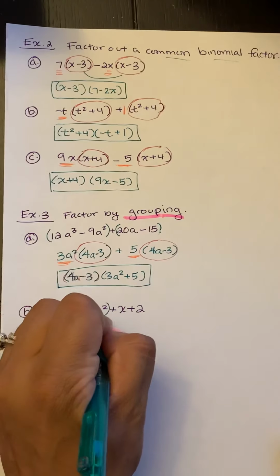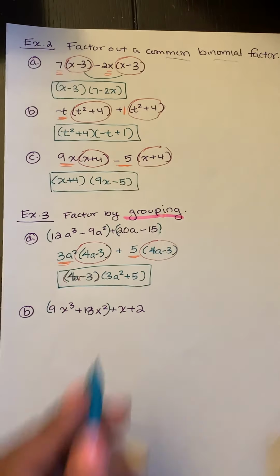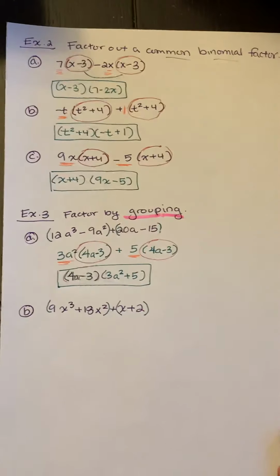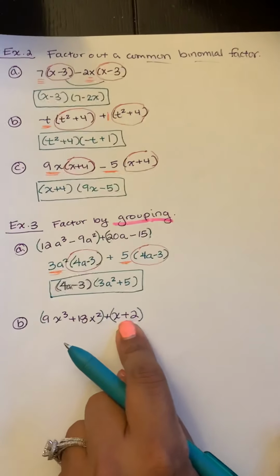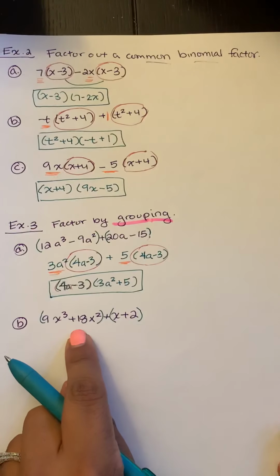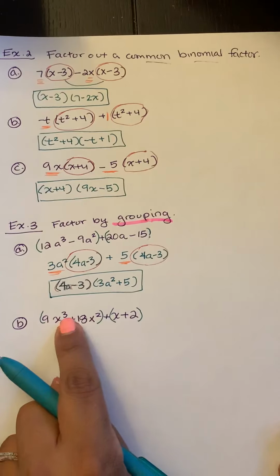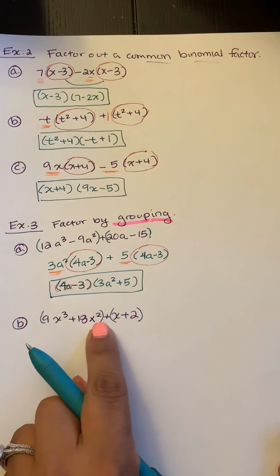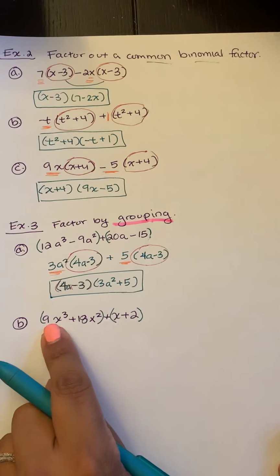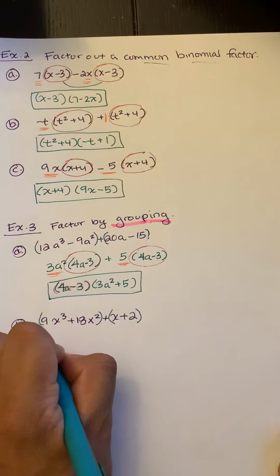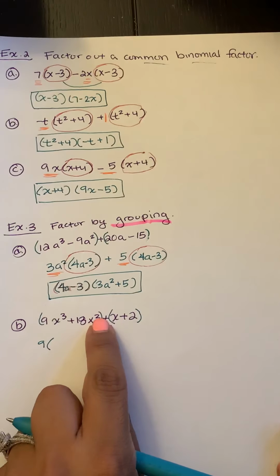I'm going to group these, and I'm going to group these. Okay, so I'm looking at this x plus 2 and I'm wondering, can I get an x plus 2 out of here? So we have a 9x cubed plus 18x squared. We have 9 and 18. I'm thinking we can pull out a 9. We could factor out a 9. X cubed and x squared.